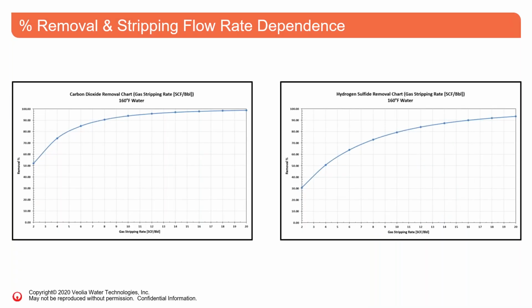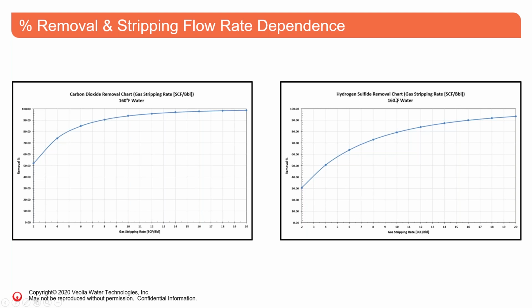Now let's take a look at some of the factors that affect the performance of the CoStrip unit. First is the stripping gas flow rate that's put into the unit. As you'd expect, the more gas you add to the system, the higher the removal. Here you can see the first chart is for carbon dioxide removal. If you put in 2 SCF per barrel, you get a 50% removal. And if you put in 4 SCF per barrel, you get a 75% carbon dioxide removal from the water.